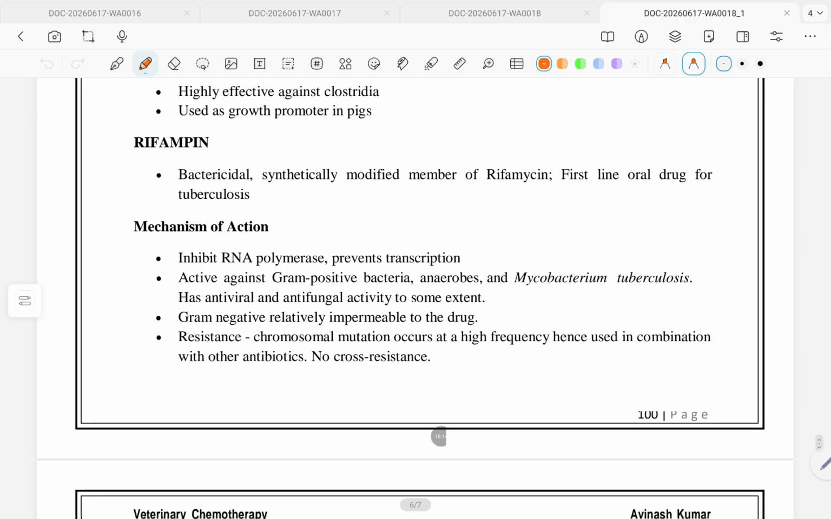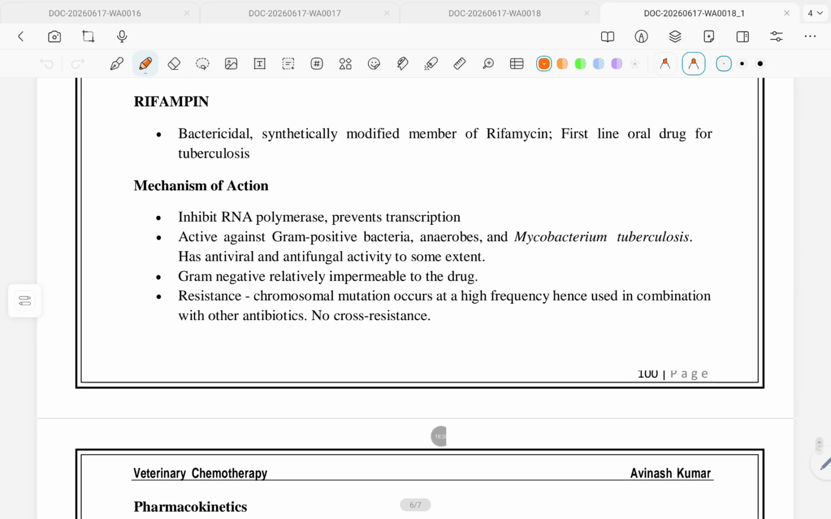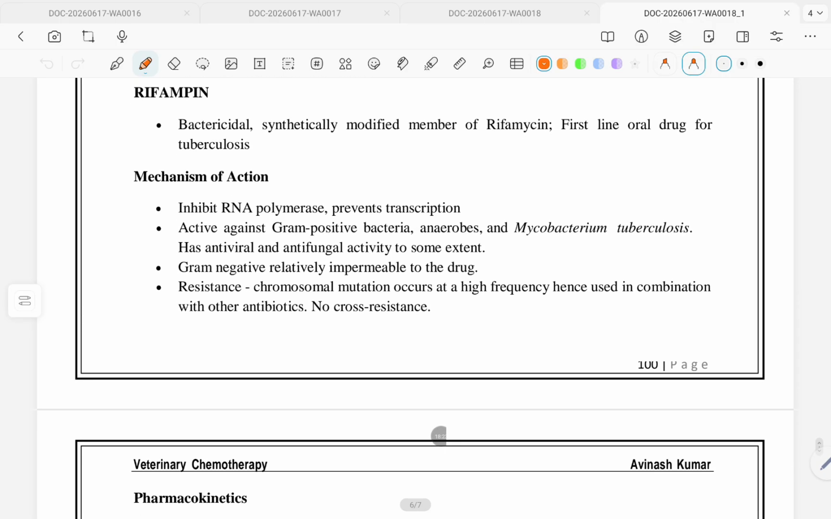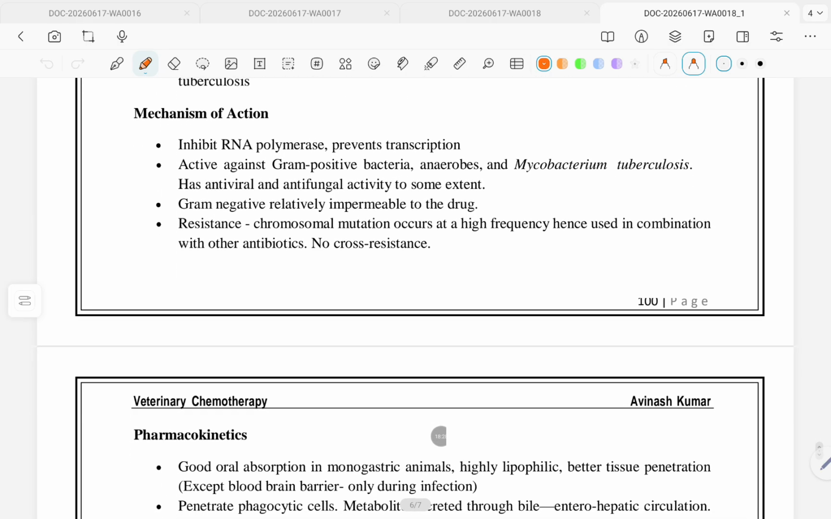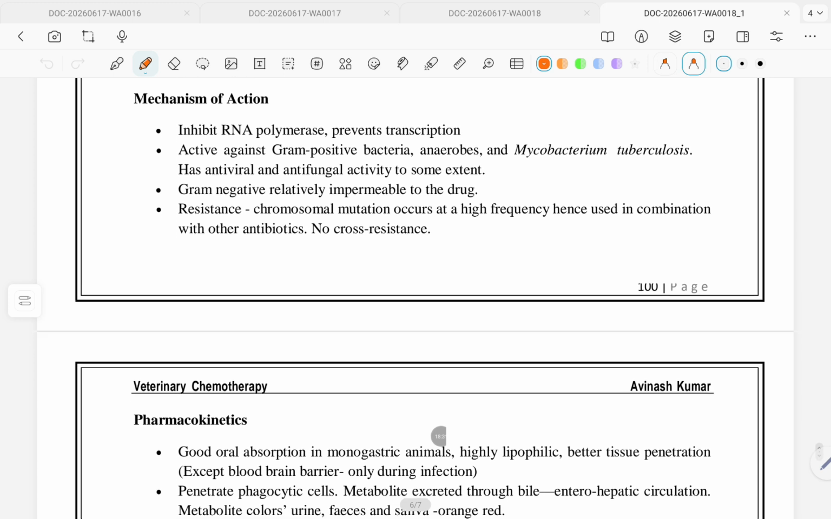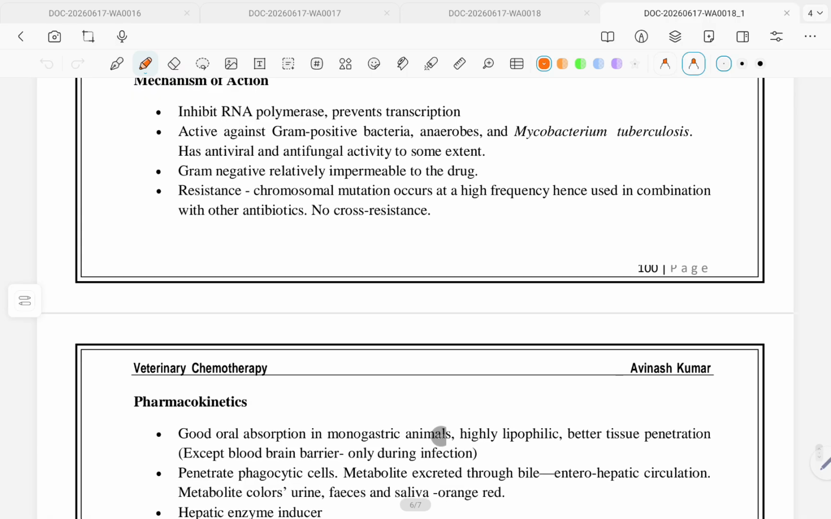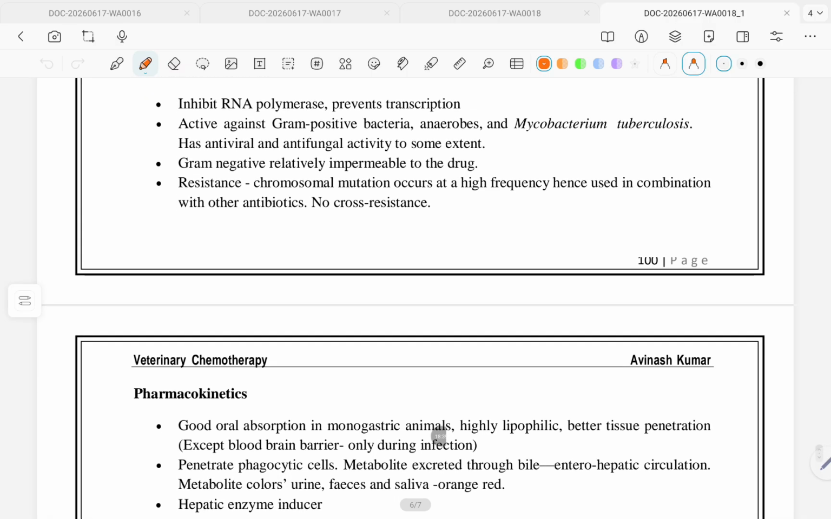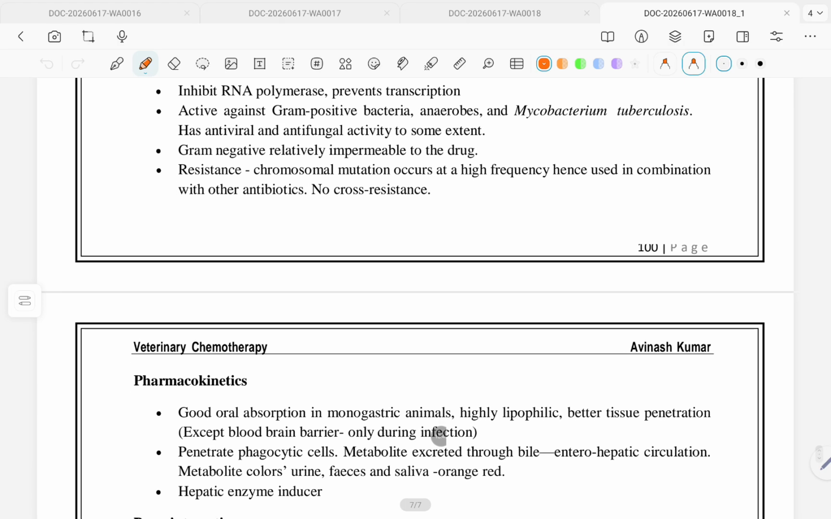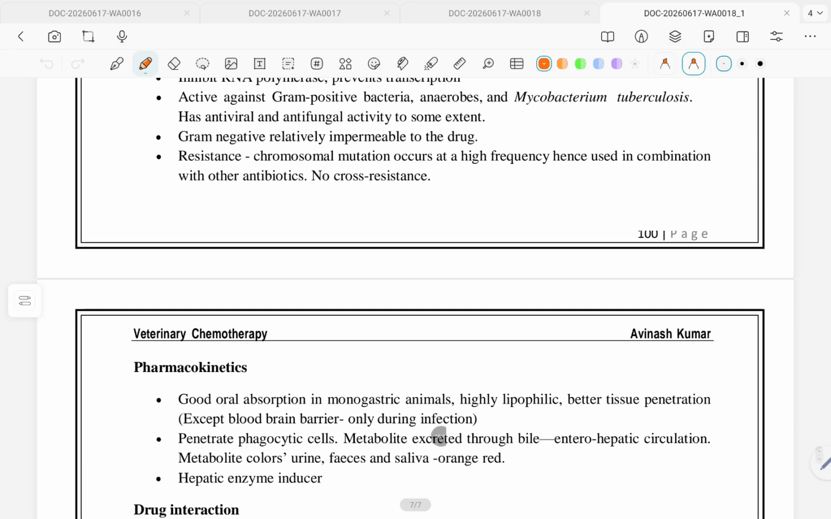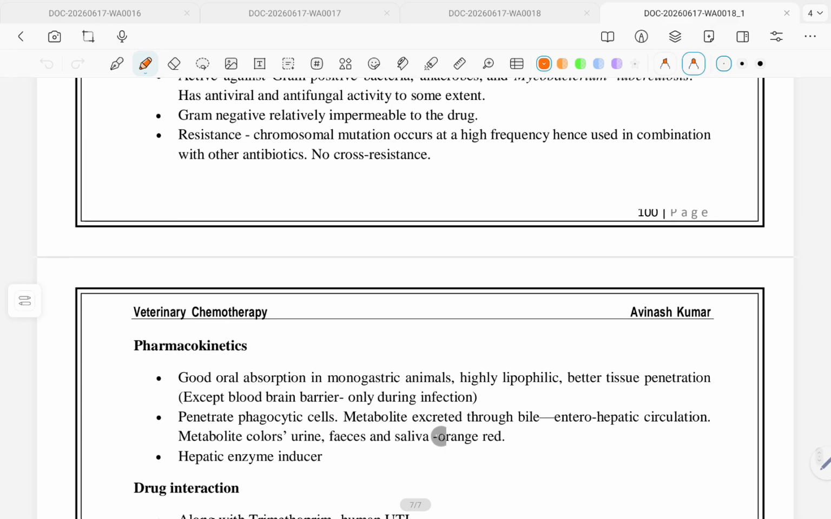Rifampin, bactericidal, a synthetically modified member of the rifamycins, first line oral drug for tuberculosis. Mechanism of action: inhibits RNA polymerase, prevents transcription, active against gram-positive bacteria, anaerobes, and Mycobacterium tuberculosis. Has antiviral and antifungal activity to some extent. Gram-negatives are relatively impermeable to the drug. Resistance: chromosomal mutation occurs at a high frequency, hence used in combination with other antibiotics. No cross resistance.